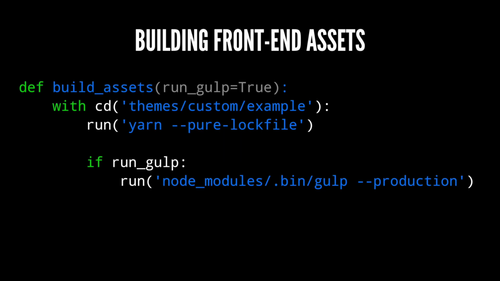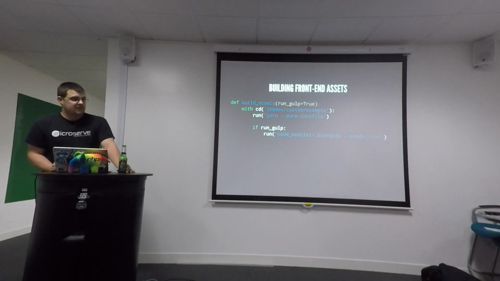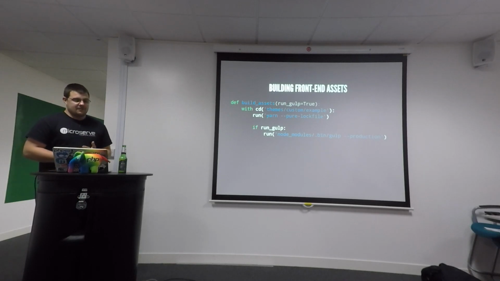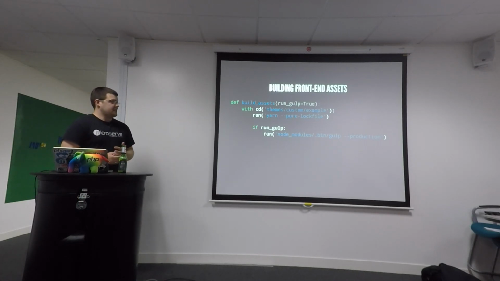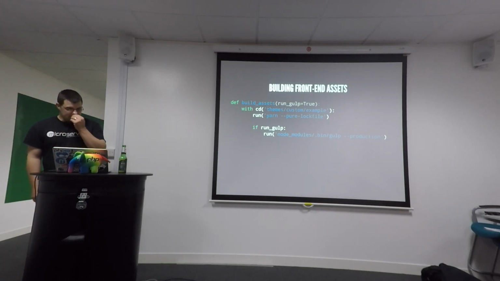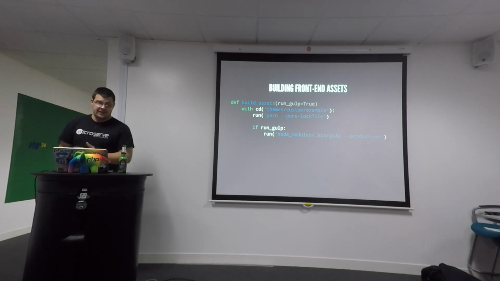This is something I've been using quite a lot recently for building front-end assets. I tend not to have compiled CSS and things in my repository. I tend to use a preprocessor for that. So this is an example of a task for actually building the front-end assets. In this example, we're going to be using gulp. So we define the task called build assets.